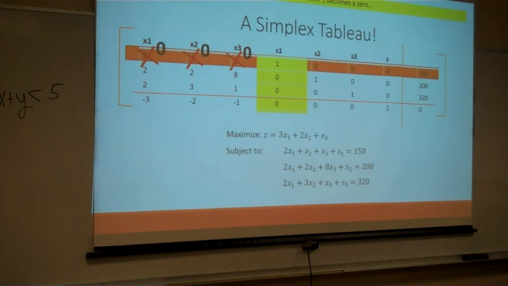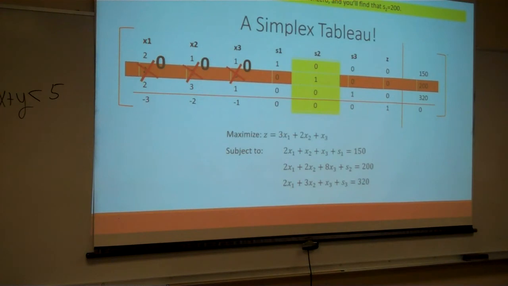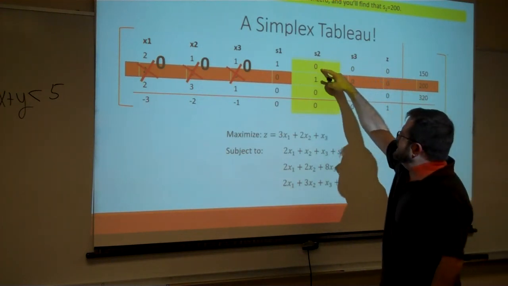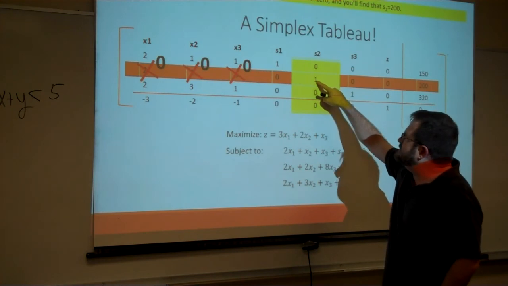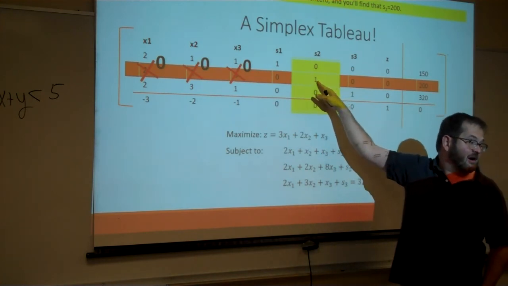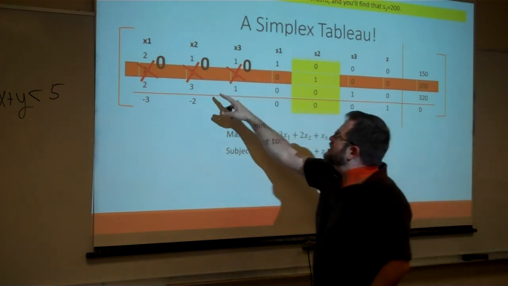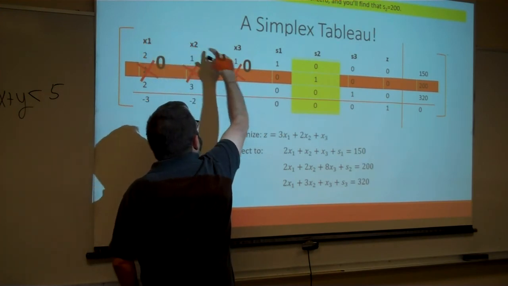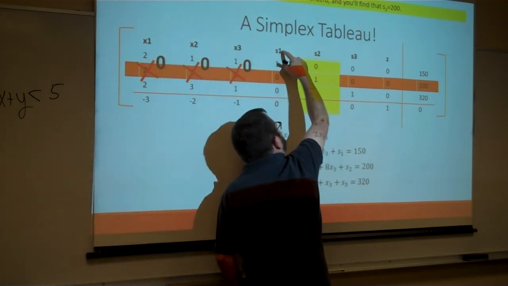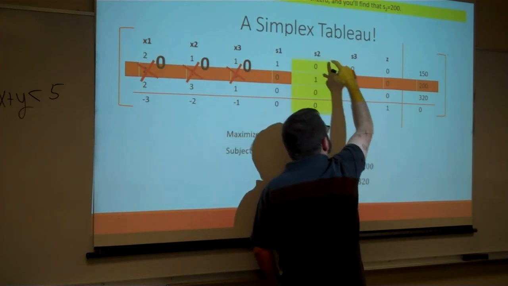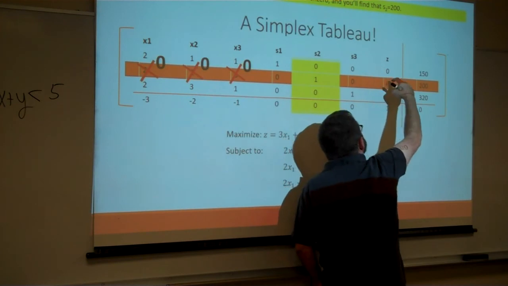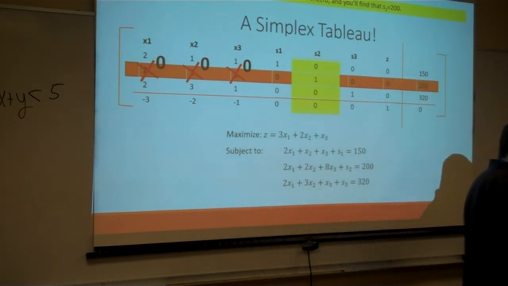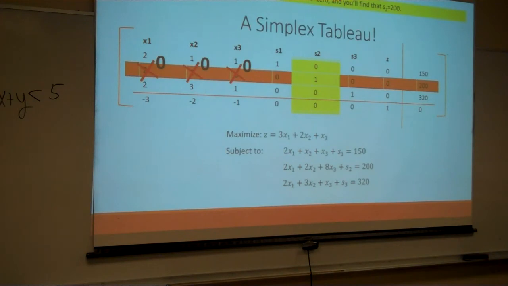Now let's pick another column. Here's another basic variable. It's got all zeros except for this one entry. Take the column it's in. This wouldn't have to be a 1, by the way. After we've done some other operations, this might not be a 1, but we'll get there. Anything that is non-basic, cross it out for now. 0 times x1 plus 0 times x2 plus 0 times x3 plus 0 times slack variable 1 plus 1 times slack variable 2 plus 0 times slack variable 3 plus 0 times z equals 200. So in another solution, slack variable 2 is equal to 200.